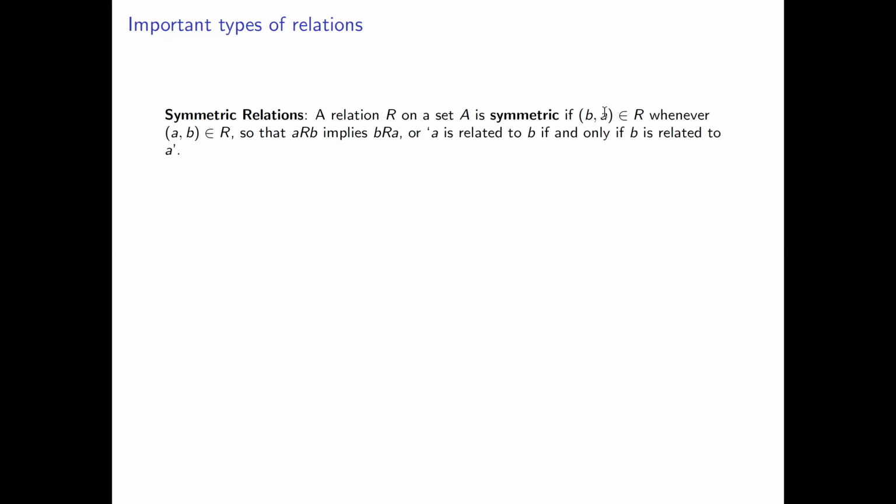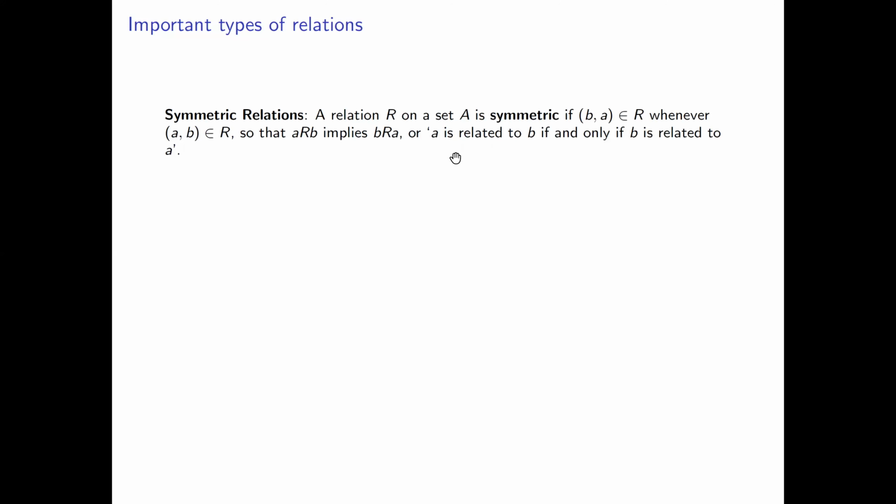Okay, and so another class of important relations, which we talked about a little bit earlier, are relations which are called symmetric. Formally, if I have a relation on a set A, it's called symmetric if (b, a) is in the relation whenever (a, b) is in the relation. What does this mean? This means that if a is related to b, then this has to imply that b is related to a. So whenever I switch the order of the ordered pairs, I get something that's also in the relation.